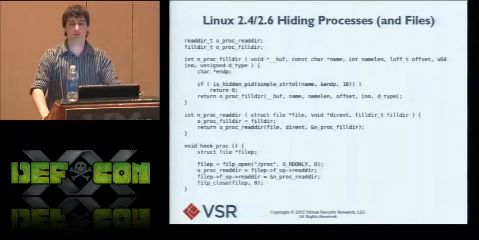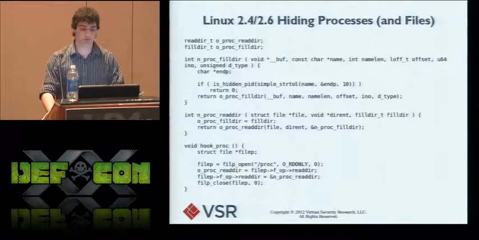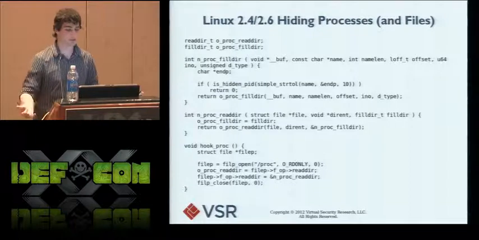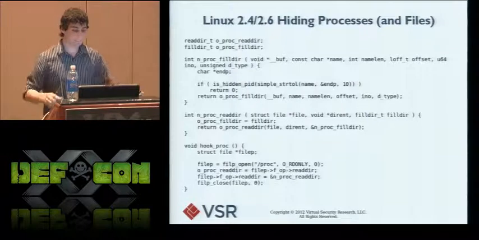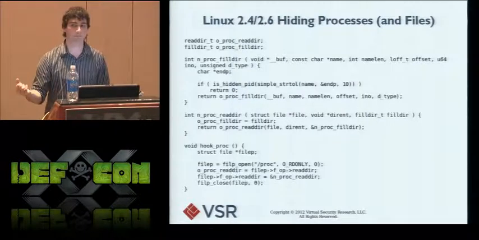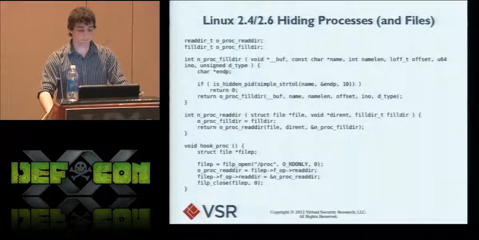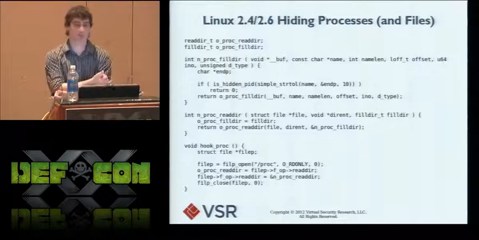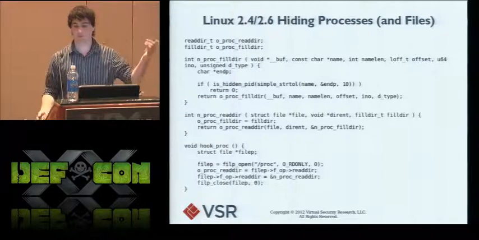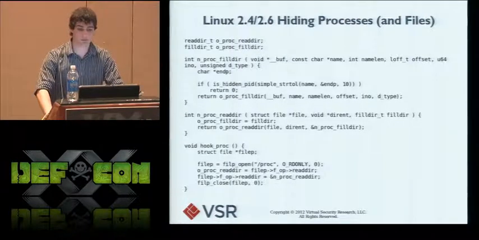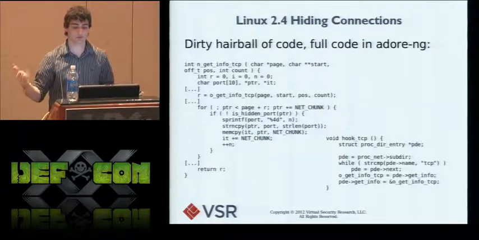So a quick look, how would we hide processes and the same idea of files on Linux 2.4 and 2.6? Again, it's simple. You simply open a file pointer to the /proc directory if you were looking to hide processes. You do some magic to find the read directory pointer within the file pointer structure. And basically, it's just a game of swapping out file pointers. You take the read directory pointer that's there and simply set it to point to your new function, which in this case is the nproc read directory function. And it takes a pointer to a callback function called fill directory, which we're going to have to replace.